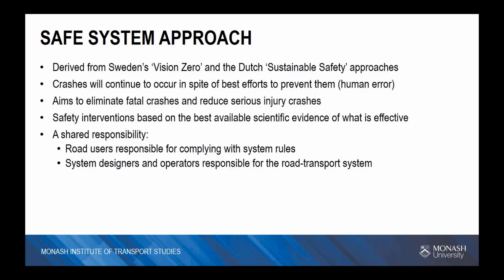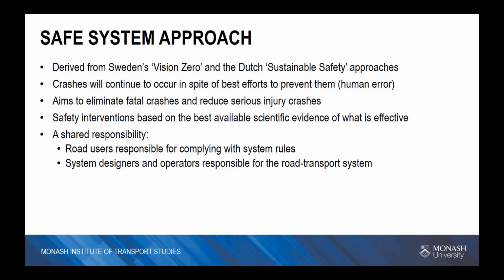The Safe System requires a holistic view of the transport system and the interactions amongst road users, the road and roadside environment, vehicles, and vehicle speeds. It's inclusive of all road user groups, so vehicle drivers, motorcyclists, pedestrians, cyclists, and heavy vehicles.